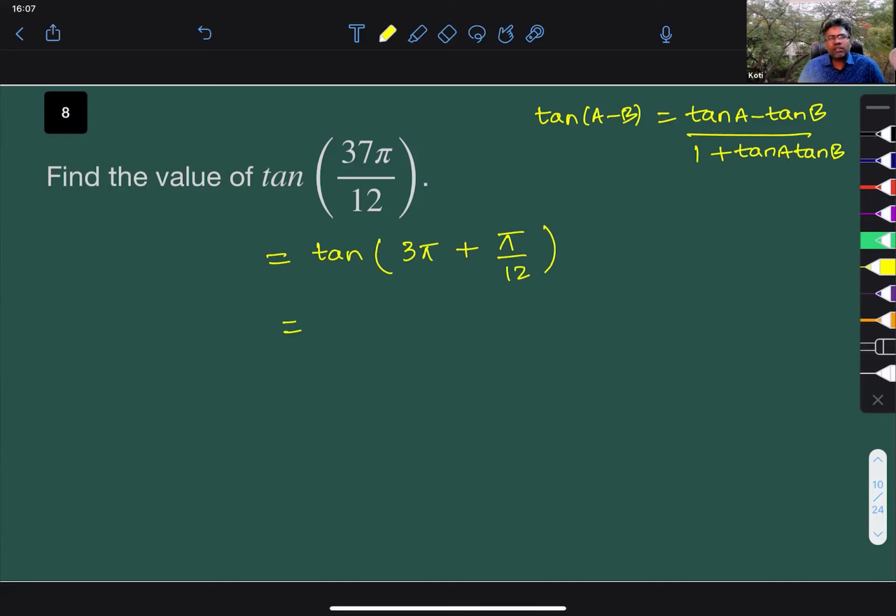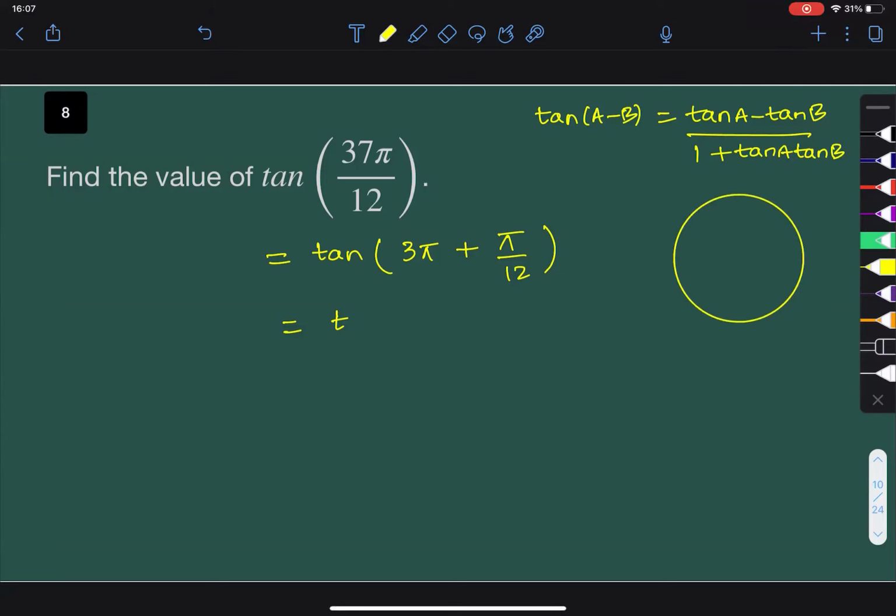Okay, so now if you look at tan, can I say this is just tan pi by 12? But 3 pi isn't divisible by 2. Okay, so what can we do? Now let us write it as maybe, okay, but in your tan case, let's look at the circle. Okay, so tan case.